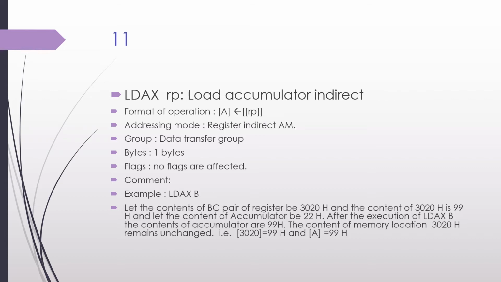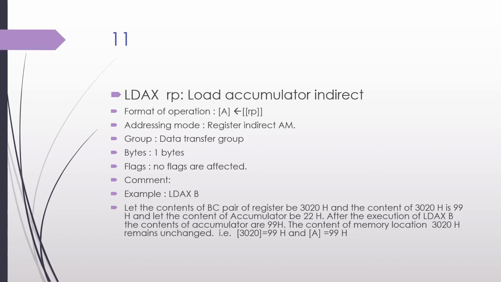Okay, the next instruction that we are going to understand is LDAX RP. The meaning of this instruction is load accumulator indirect. This is like your LDA address, where you had mentioned the address in the instruction. Here the difference between LDA address and LDAX RP is that the address from where you want to take the data is stored in some pair of register. That pair of register is mentioned in the instruction. Instead of the direct address, it is the pair of register where that particular address is stored.